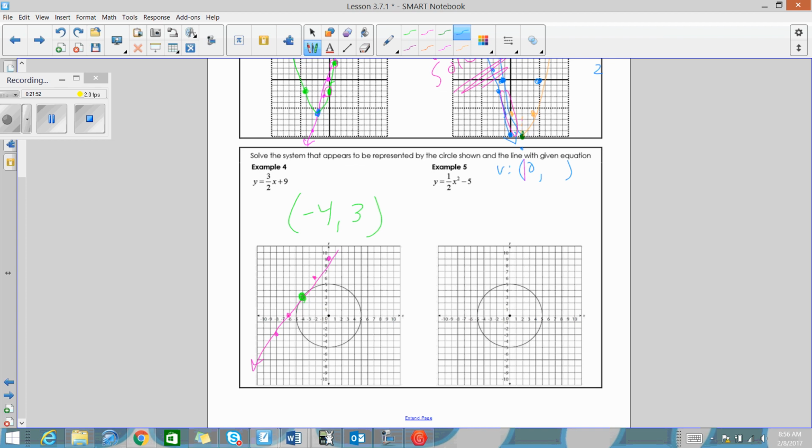So you're going to put 0 in for x. 0 squared is 0. 0 times a half is 0. 0 minus 5 is -5. So your vertex is going to be -5. Oh my gosh, that's a point. That's one solution right there.